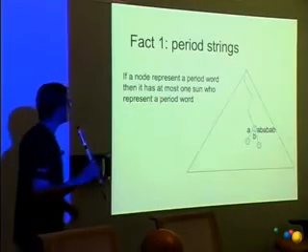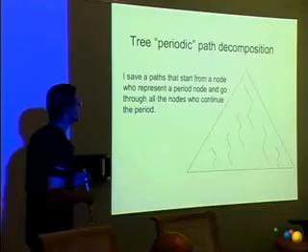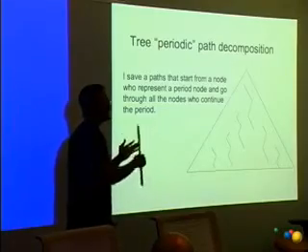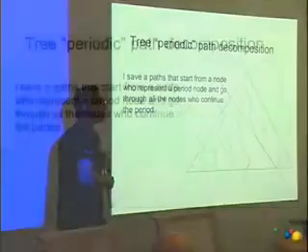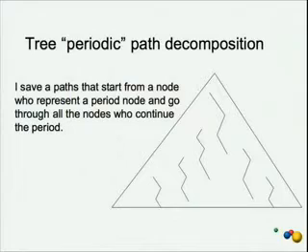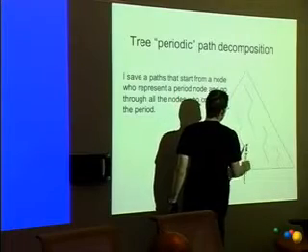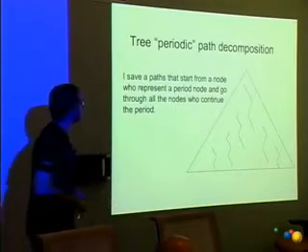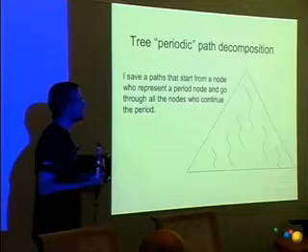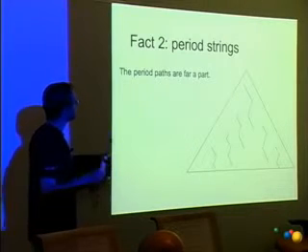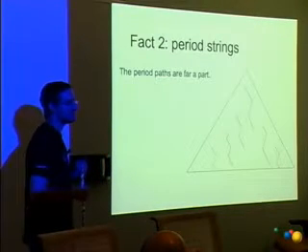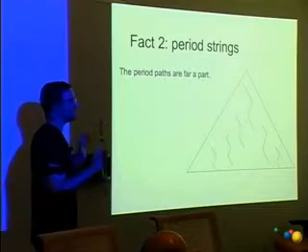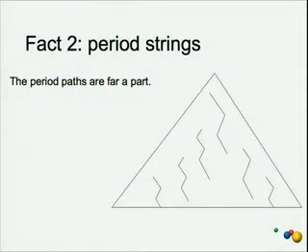Okay? Then I actually proved to you by fact 1 that the period paths that we have here are not connected. Now I will prove to you that the period paths are really far apart. Why are they far apart? This is the main trick of this algorithm.